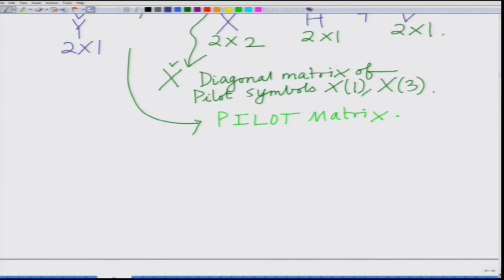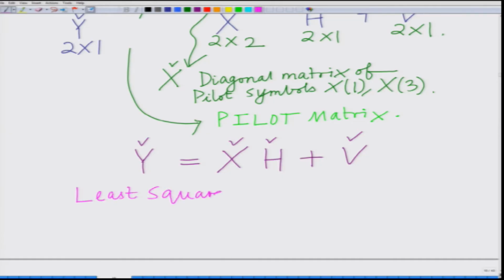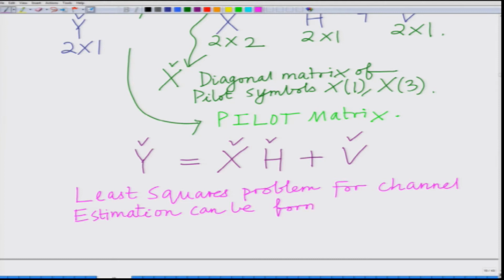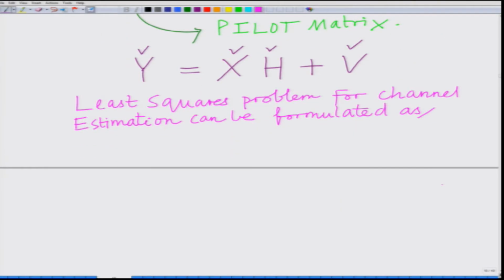And now, obviously, what is our equivalent system model? Our equivalent system model is Y check equals X check times H check plus V check. Therefore, the least squares problem for channel estimation can now be formulated as norm Y check minus X check H check whole square, and one has to find the H check which minimizes this least squares cost function.